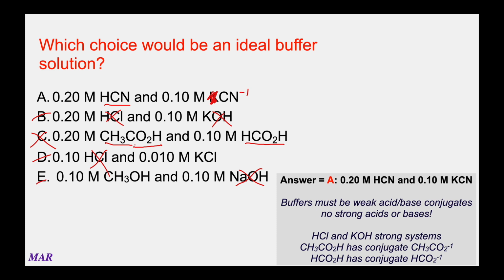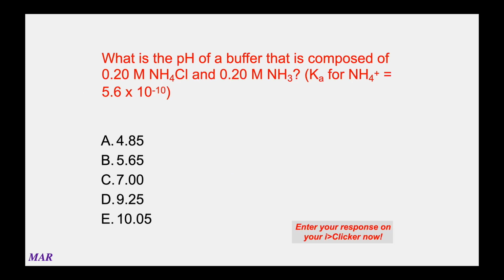Don't have any strong acids and strong bases in your buffer. The two systems must be conjugates. They can't both be weak acids, which is what ended up happening there on C. Pretty crazy. But this is a good way to then pick out which one of those would be the best buffer system. So here's another buffer question.